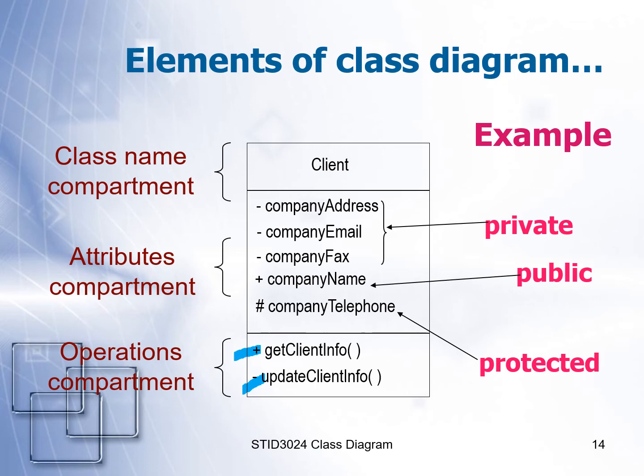You can also do the same for the attribute, whereby you can identify it as private by using a minus sign, or you can label it as public by putting a plus sign, and you can label it as protected by using a hash sign. Okay.